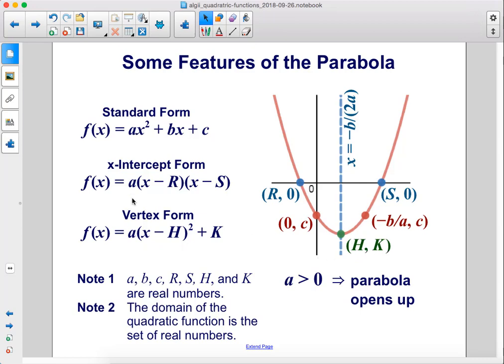If a is greater than 0, that means the parabola opens upwards. If it's less than 0, then it opens downwards. All of these coefficients are real numbers, and the domain of the quadratic function is the set of real numbers.